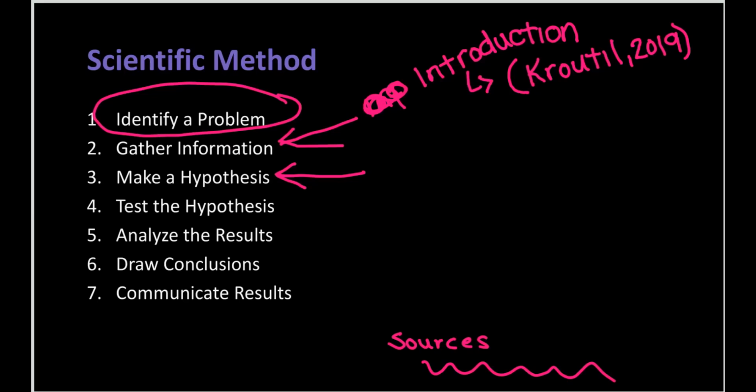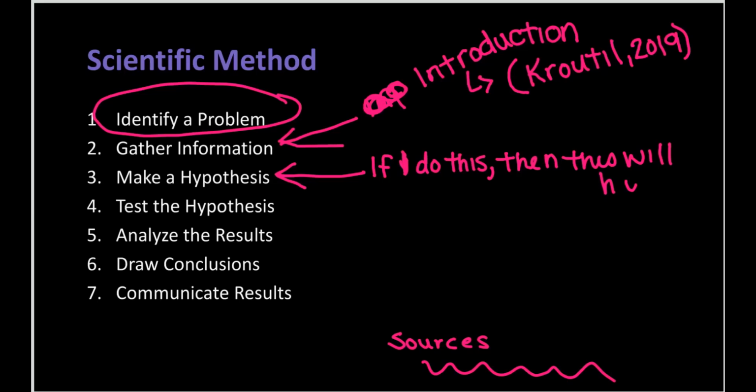Then you're going to make that hypothesis. In general, your hypothesis is usually going to follow that format: if I do this, then this will happen. And you can't really make an educated guess hypothesis if you don't do that background research.